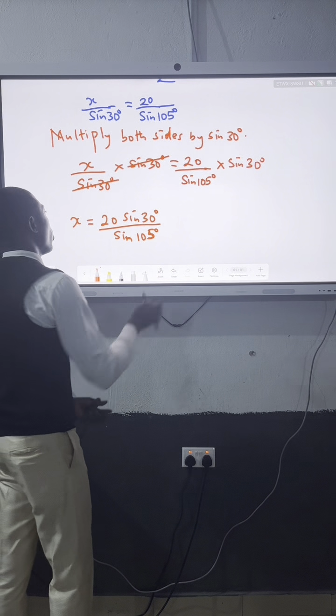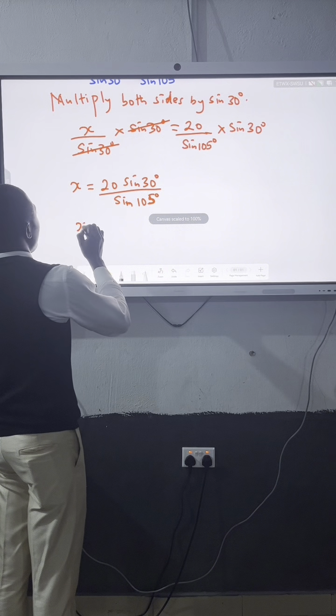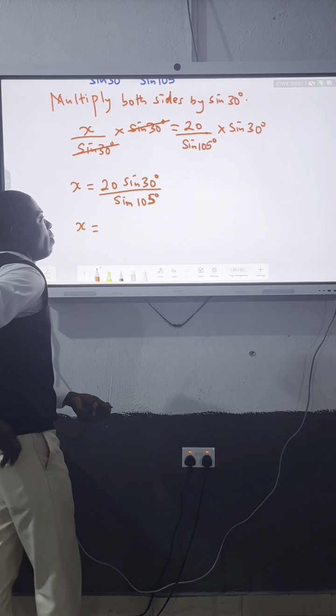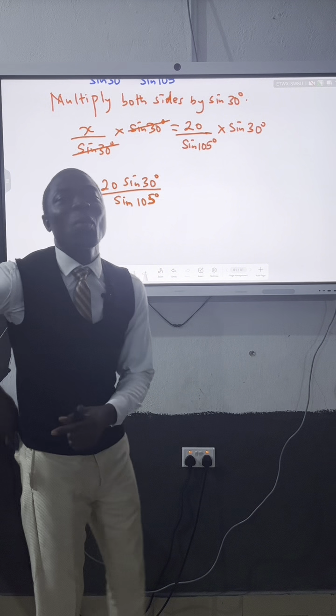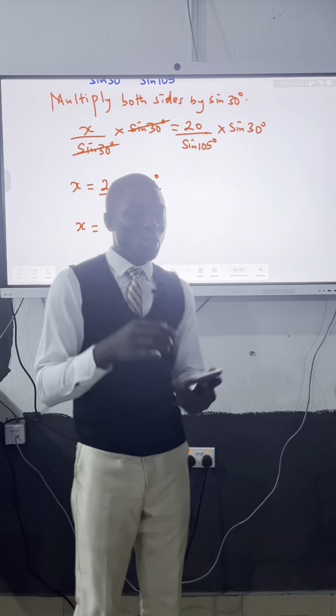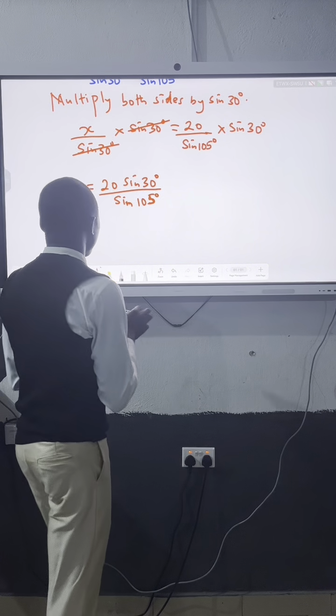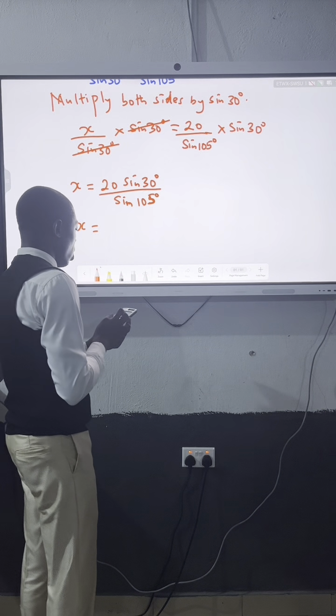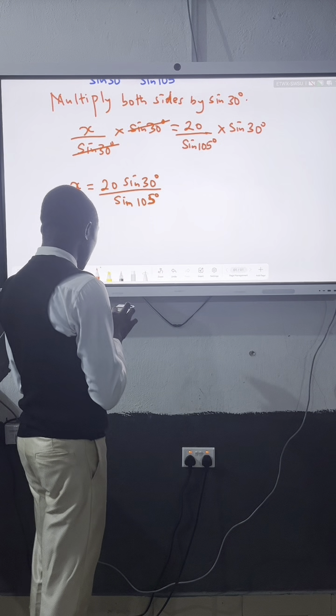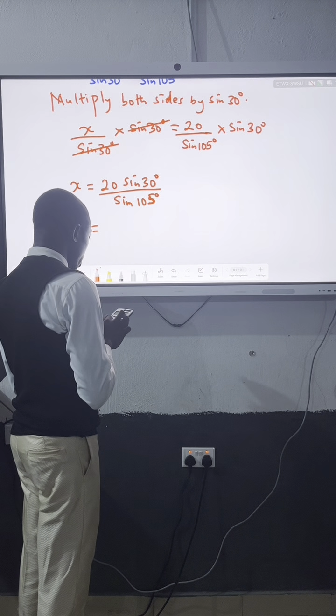Alright, so let's evaluate this and see how it will look like. We have x is equal to, so please bring out your own calculator. I have mine here, so we can do the calculation together. So we have 20 multiplied by sine 30, 20 times sine 30.